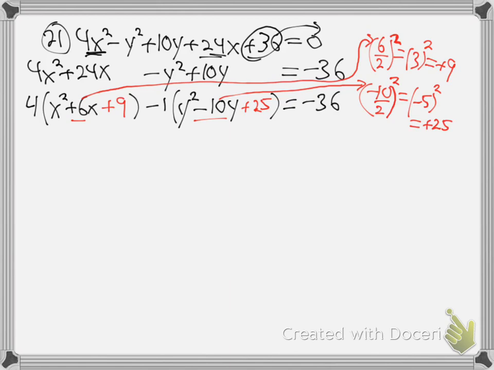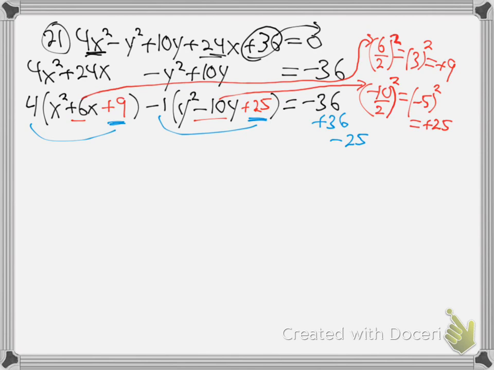I forgot to do the right side. Whatever I just did to the left side, I've got to do to the right side. So I just put in a brand new 9, but it's under the influence of a 4. So that really added 36. Got to also add 36 to the right side. And I just put in a plus 25, but it's under the influence of a negative 1. So I really just subtracted 25. Good there?